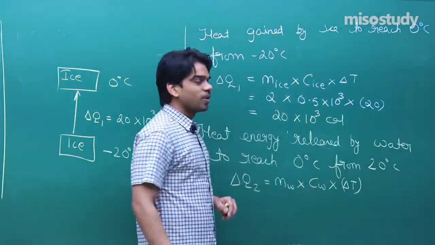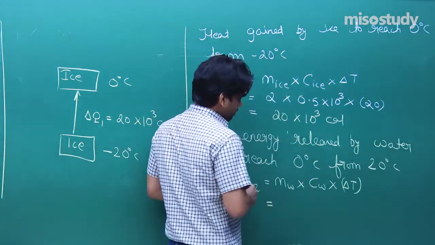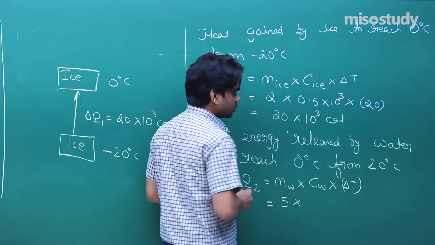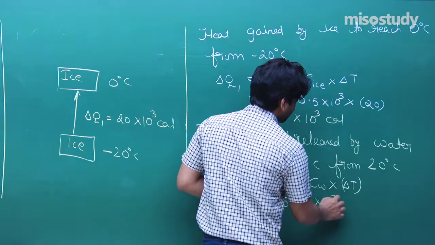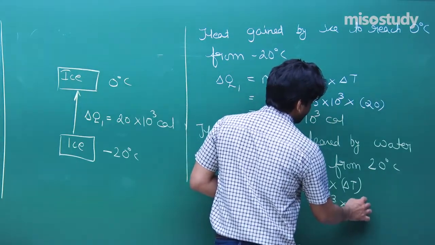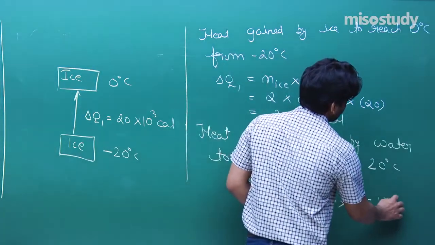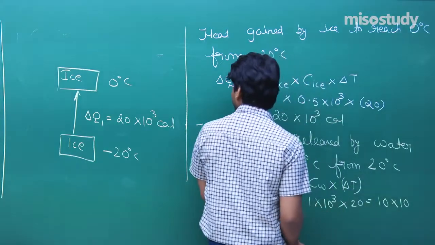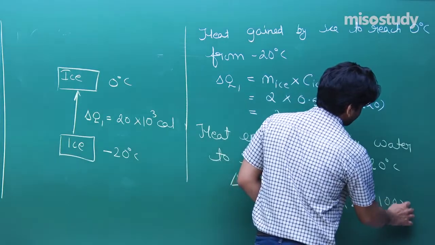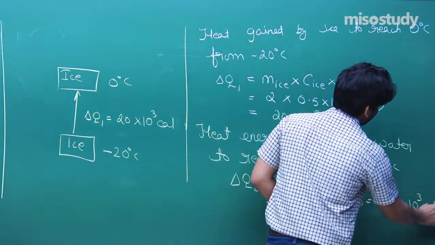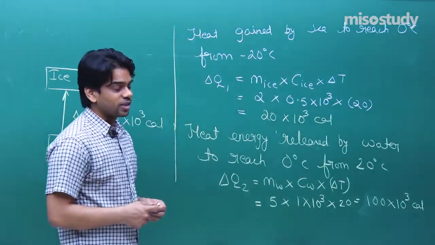In this case, delta T is different here. Mass of water is given as 5 kg, so I am using 5 multiplied with specific heat capacity of water, that is 1 kilocalorie, so 1 into 10 to the power 3, multiplied by change in temperature, again 20. It will come out to be 100 into 10 to the power 3 calorie. This much is the heat energy released by water to reach 0 Celsius.